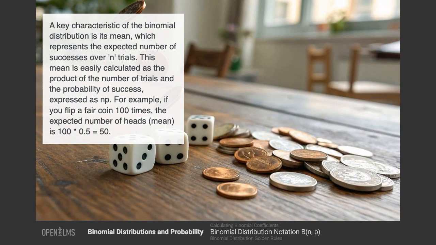A key characteristic of the binomial distribution is its mean, which represents the expected number of successes over n trials. This mean is easily calculated as the product of the number of trials and the probability of success, expressed as np. For example, if you flip a fair coin 100 times, the expected number of heads, the mean, is 100 × 0.5 = 50.